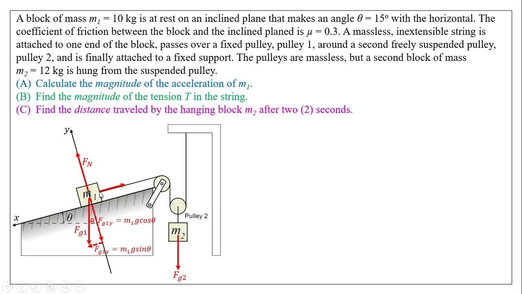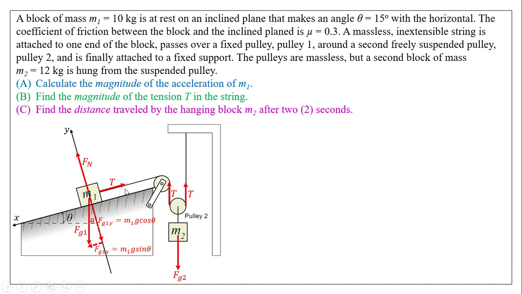Here I only see one string that's connecting m1. It wraps around this fixed pulley, and then it wraps around the suspended pulley, and then it's hooked up to the area where it's fixed, this fixed support. So therefore, if this is T and there's only one tension, if you look at the suspended free pulley in this diagram, there have to be 2 tensions pointing upward, because as m2 is falling downward, there are 2 opposing forces slowing it down, and that is because of the way the system is designed.